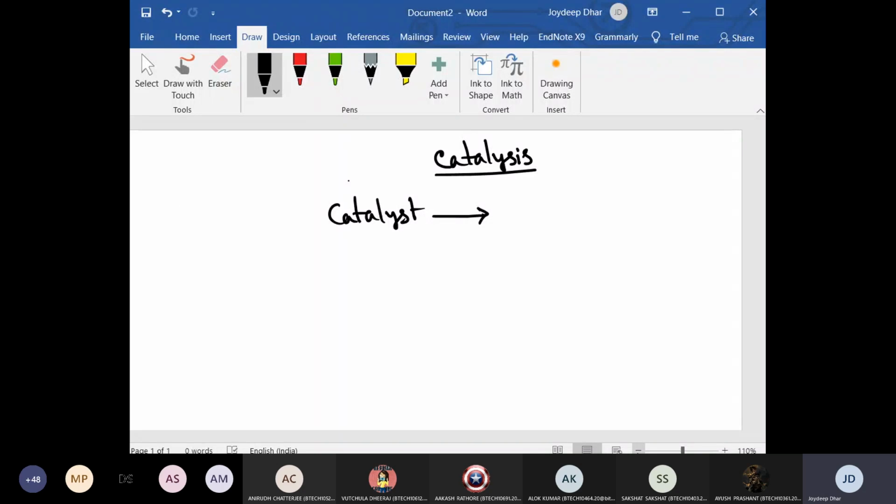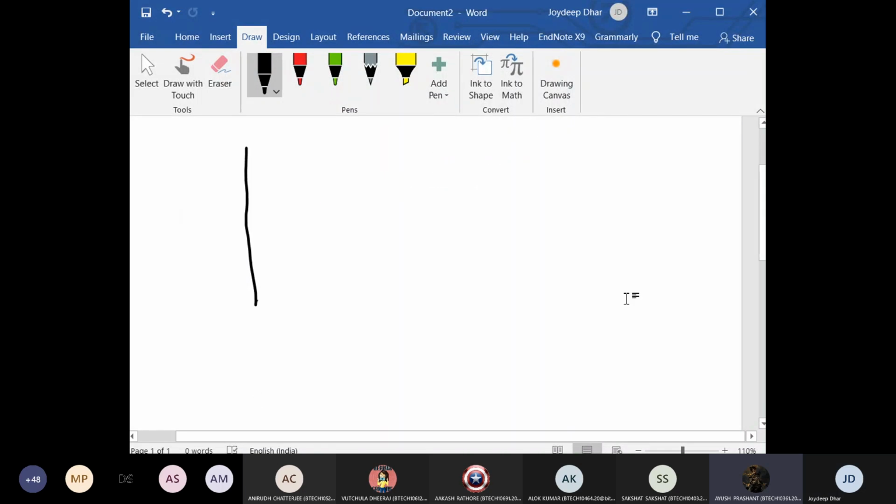Why are catalysts required? Sir, because some reactions are very slow in nature, so to increase their speed, we need some chemical compound to increase the rate. Okay, so how does a catalyst work?